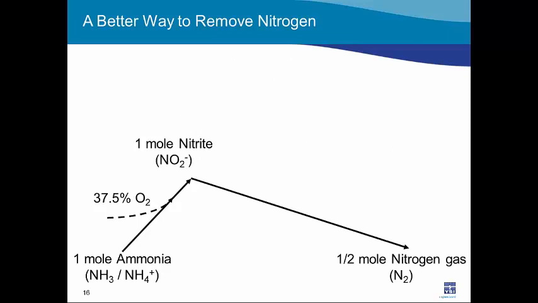However, it's been discovered that we can shortcut this process through nitrite. So only part of the ammonia is oxidized to nitrite, and that ammonia and nitrite together is used to anaerobically oxidize the ammonia to nitrogen gas. And these bugs are autotrophic, so they do not require carbon. So there is a substantial reduction in oxygen and carbon with this technology known as deammonification.